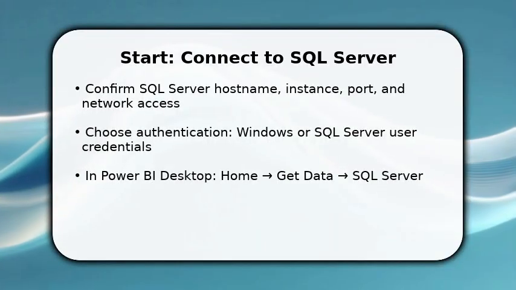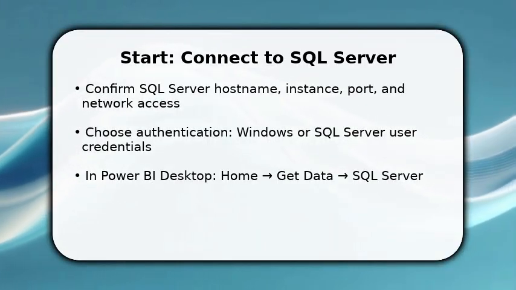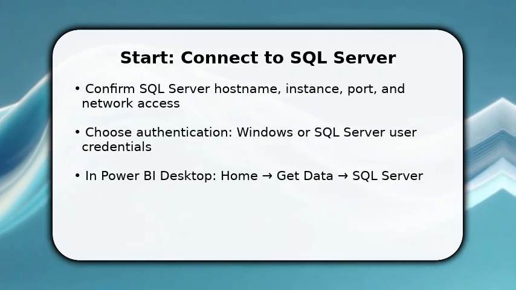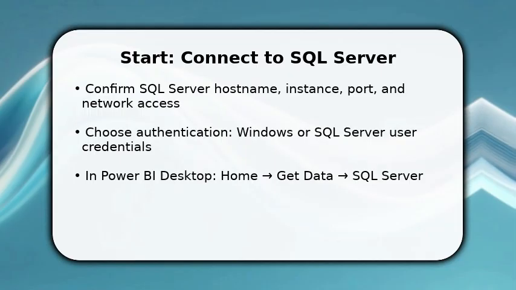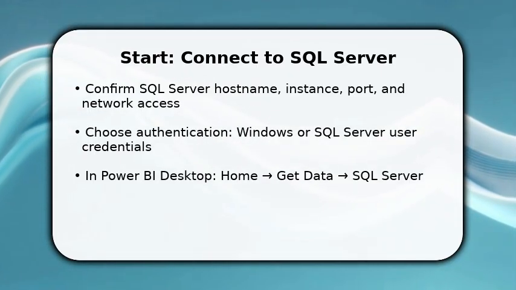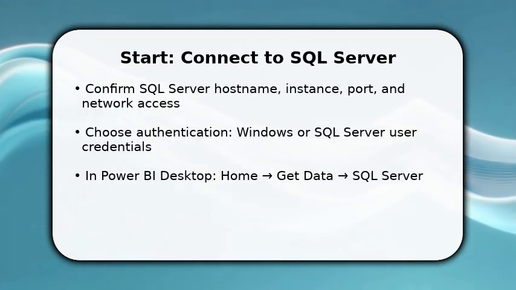You begin by confirming prerequisites: the server name, instance, and that you can reach the database from your machine. Once done, open Power BI Desktop and choose Get Data, then SQL Server. Enter the server and database names, then select your authentication method.